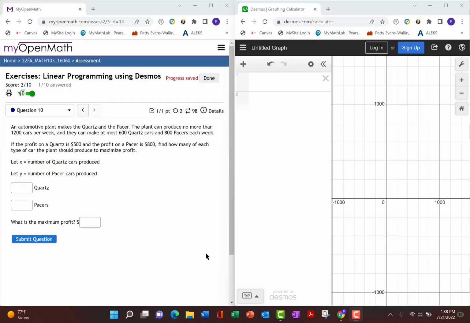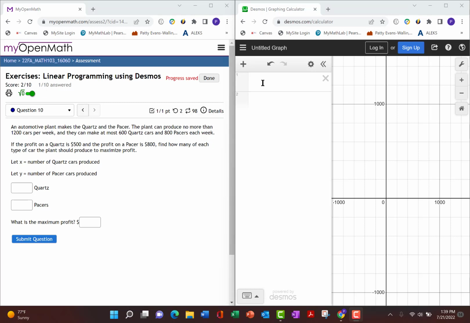We are now going to do a linear programming word problem involving the making of cars at an automotive plant. So we start by noticing that X is the number of quartz cars produced and Y is the number of pacer cars produced. And we want to start by showing any constraints, things that are limiting what we can do, greater than or equal or less than or equal things.